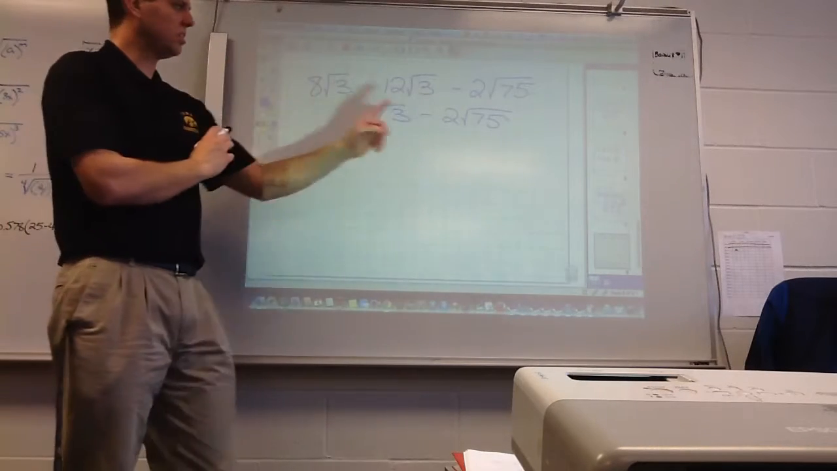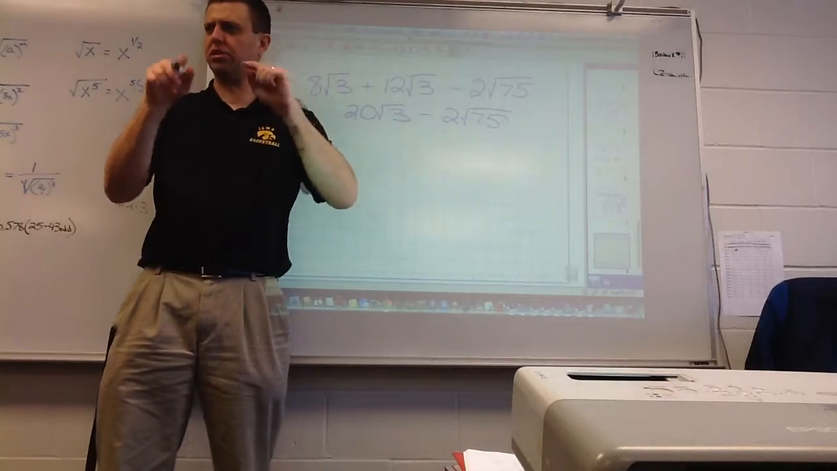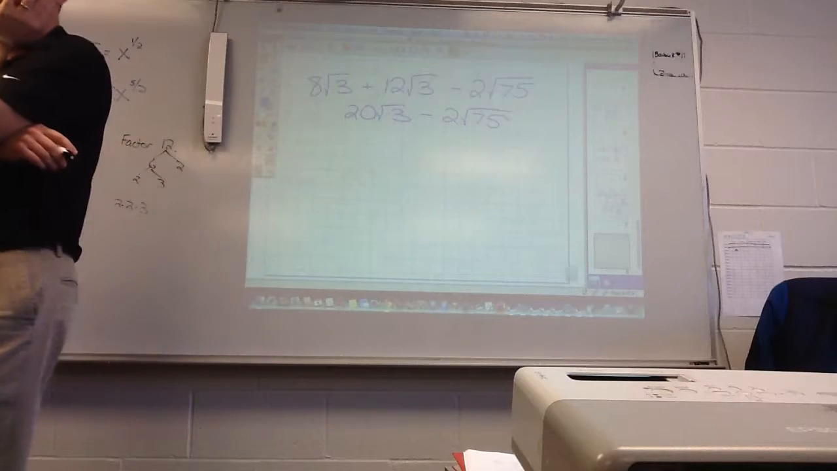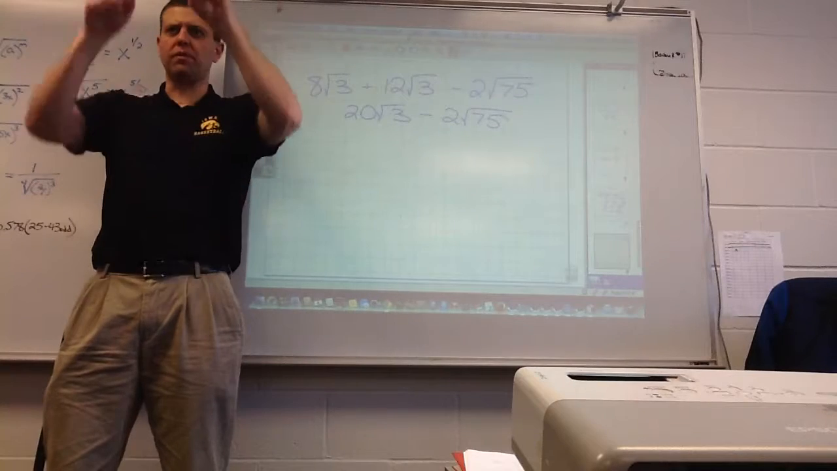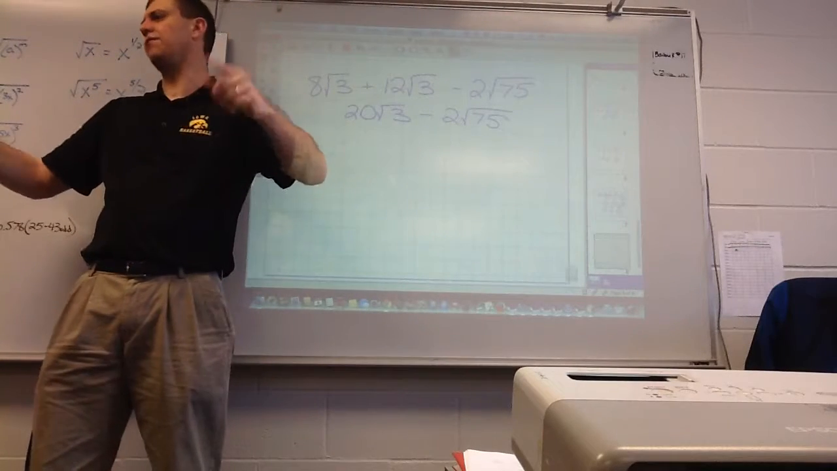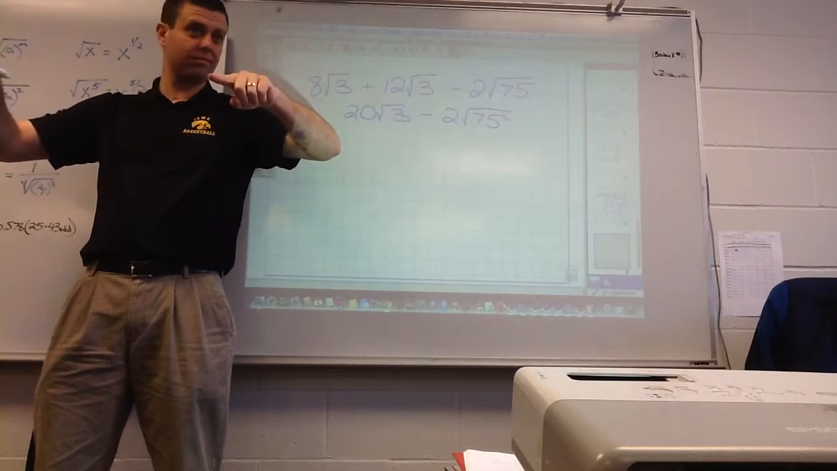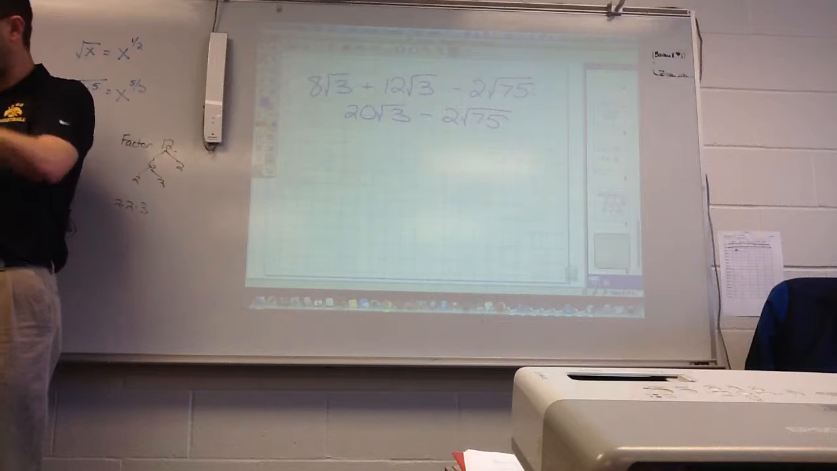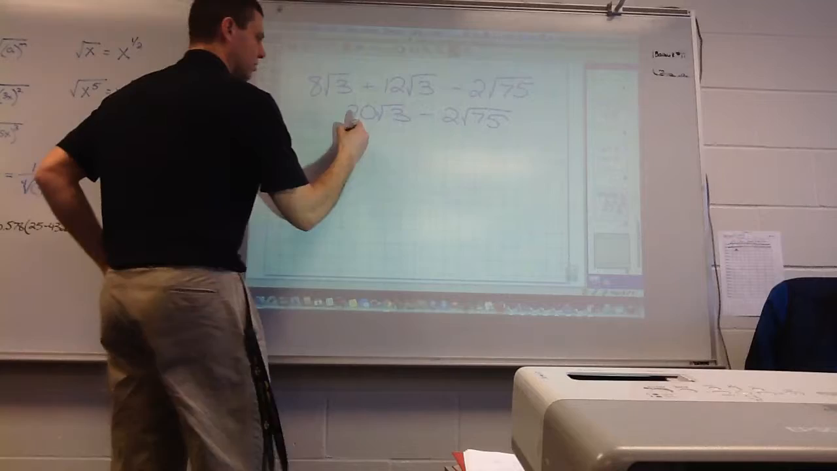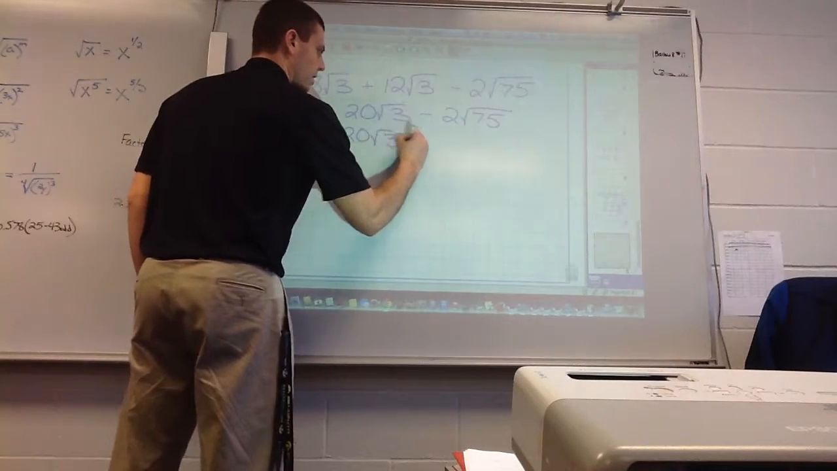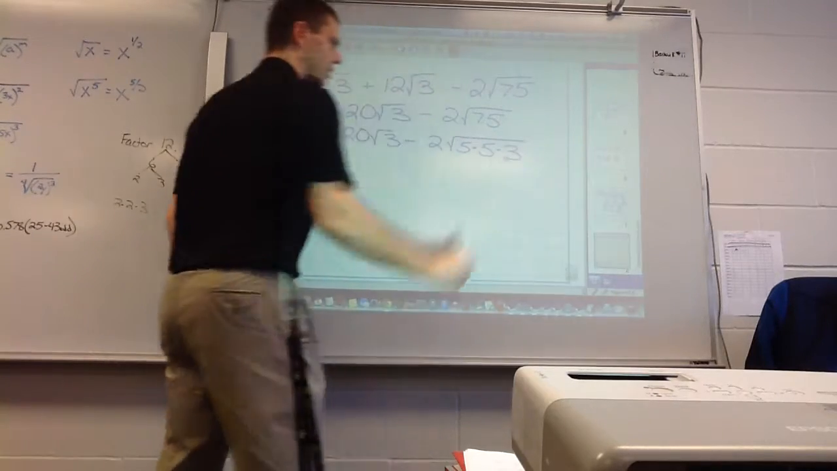But could we simplify this? Could we make a factor tree and simplify the square root of 75? You should be able to do that in your head. 75 is like quarters. 25 and 3, and 25 is 5 times 5. So 5 times 5 times 3. So I got 20 root 3 minus 2, and then you had 5 times 5 times 3.